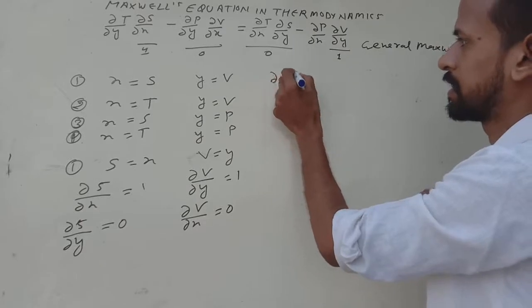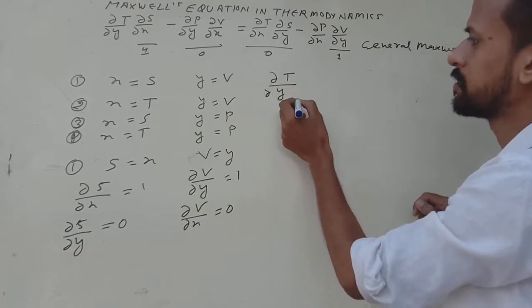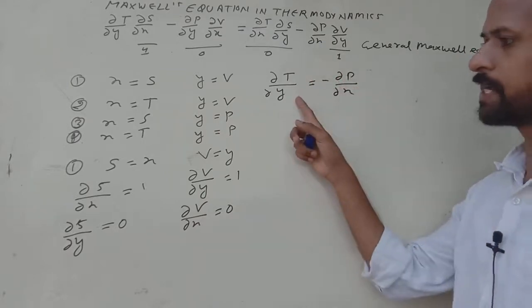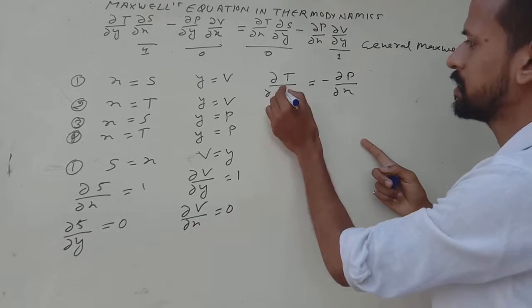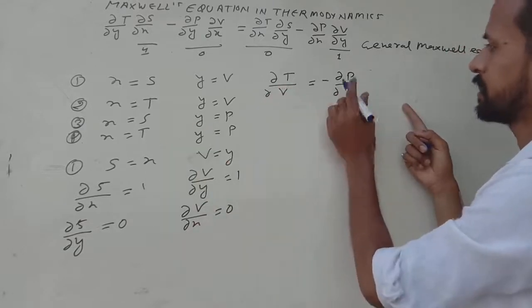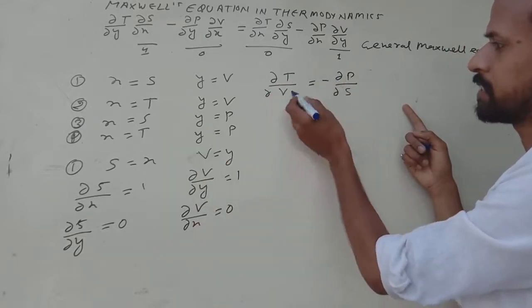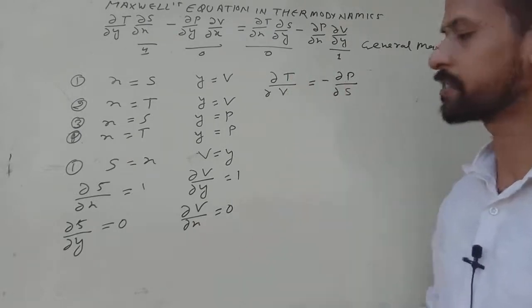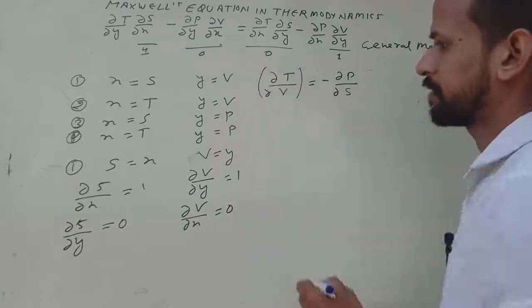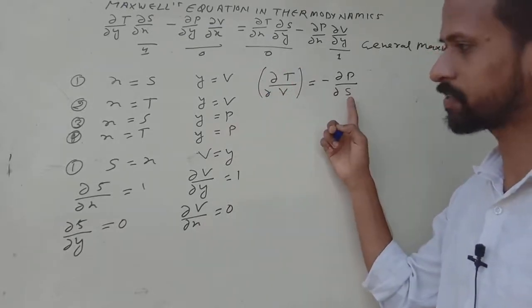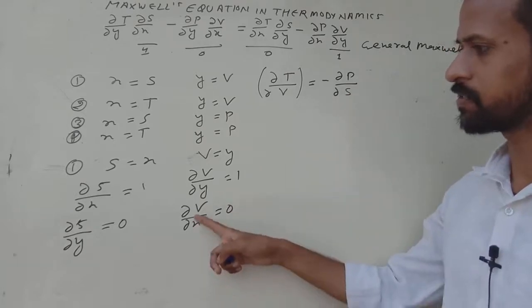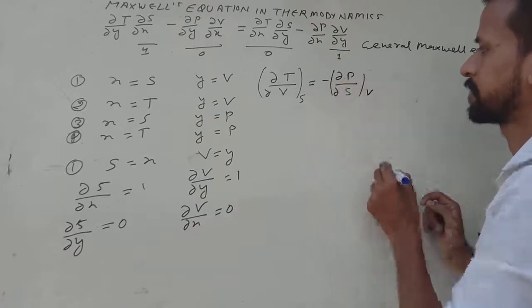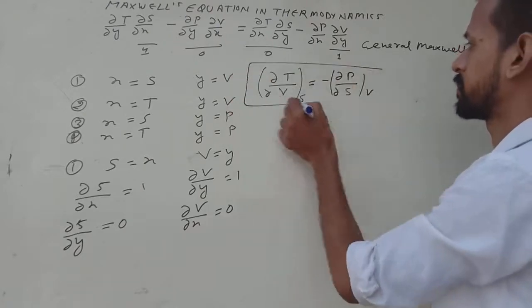This is del T by del Y is equal to minus del P by del X, and Y is basically V, so we write here V, and X is basically S, so we write here S, and T is equal to S, P into T into S, TS is equal to PV, and T and V are in the same side, then this is equal to negative. And if the differentiation of T with respect to V, then S is constant, because here S is constant and here V is constant, so this is P. This is the Maxwell first equation.